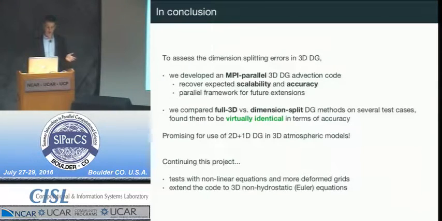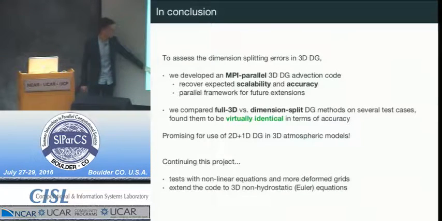But before we can really be confident with that, we'd want to continue these tests and try nonlinear equations, maybe more aggressive coordinate transformations, and make sure that the similarity between the two methods carries through to more general problems. So the immediate next step is to take the code and extend it from the advection equation to the non-hydrostatic Euler equations and see what happens.